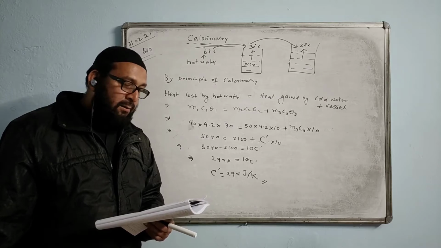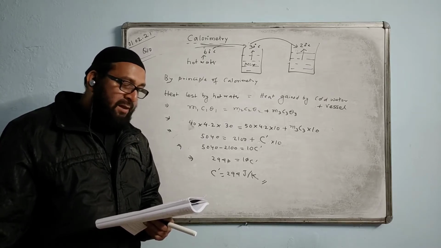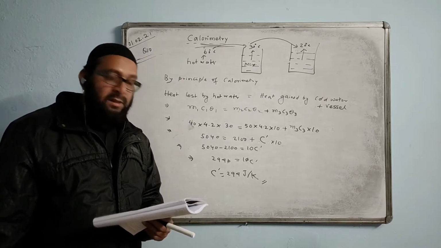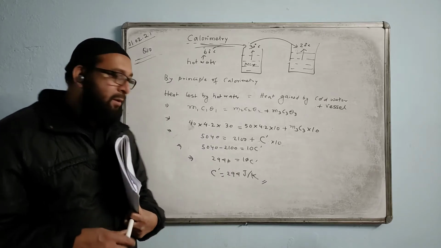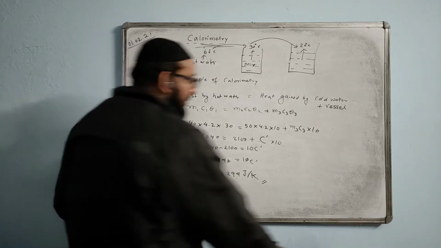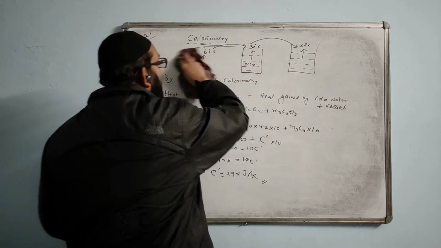Calculate the specific heat capacity of the metal. The SHC of water is given as 4.2 joule per gram per Kelvin. I will explain the question to you. What does the question say?